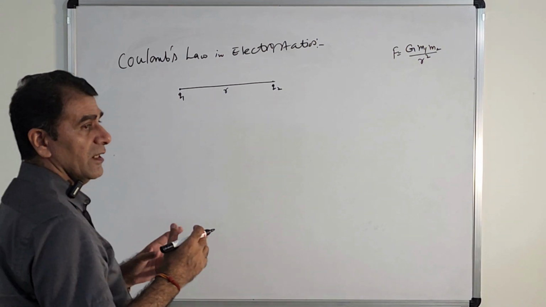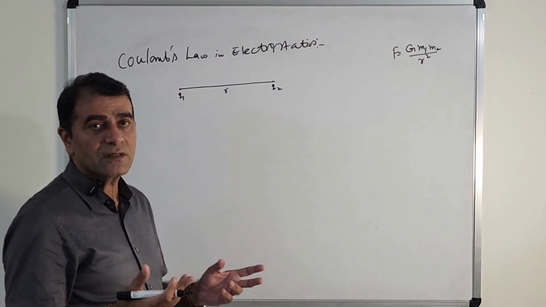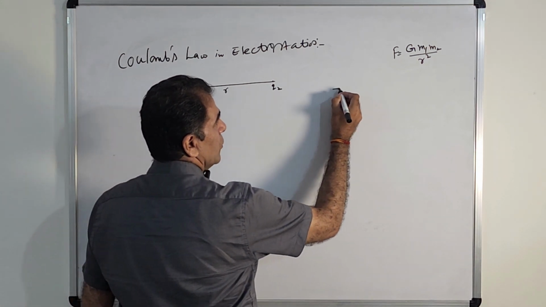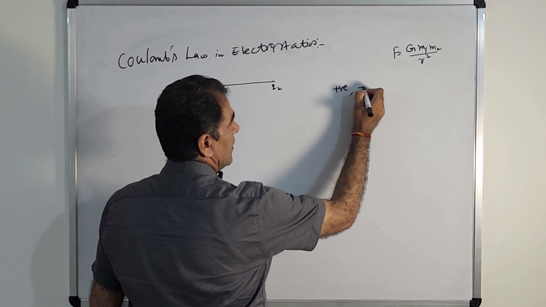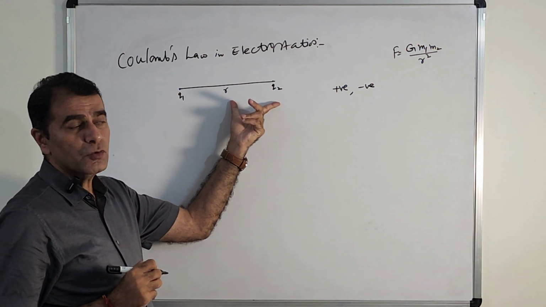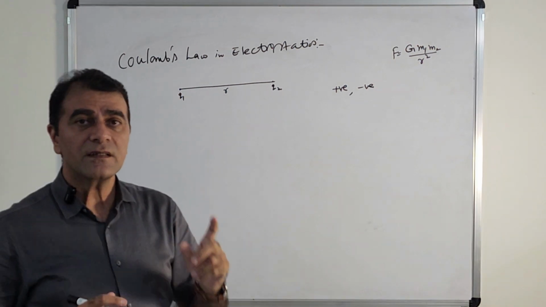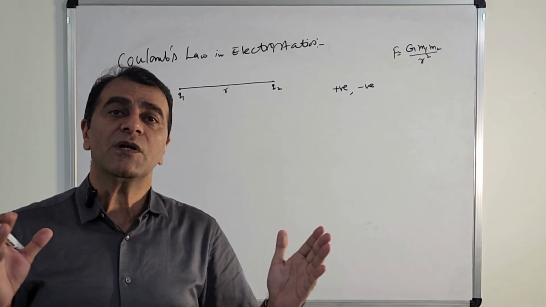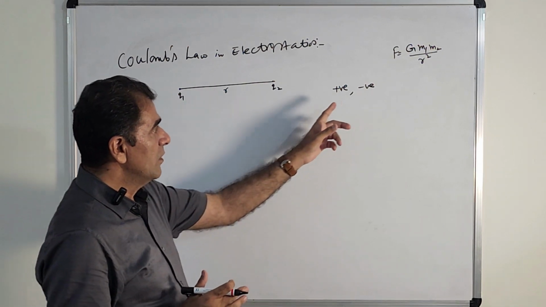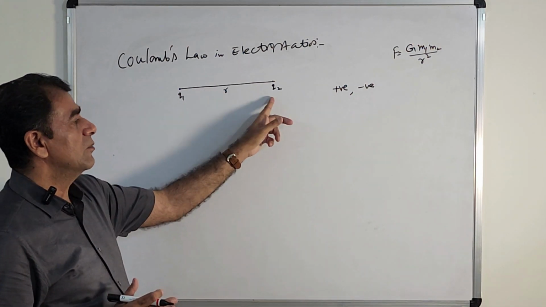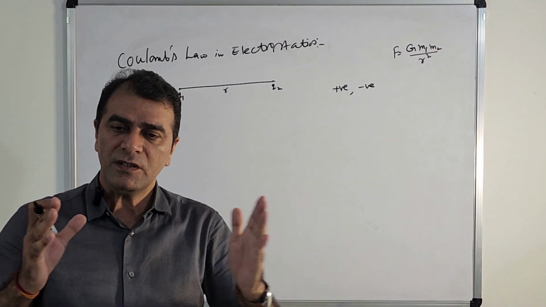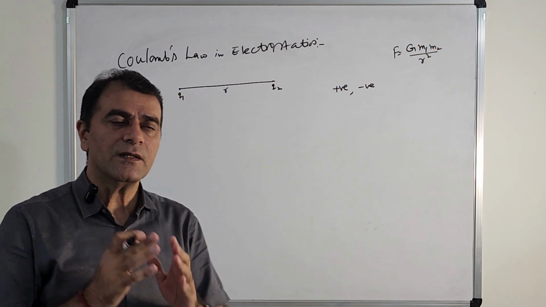This is electrostatic attraction and electrostatic repulsion. Now, what is electrostatic attraction and what is electrostatic repulsion? In the lecture on charges, I told you very clearly that there are two types of charges, positive and negative. If these two charges, Q1 and Q2, both are positive, then there will be an electrostatic repulsion between them. They will repel each other. And if both are negative, then again there will be an electrostatic repulsion. They will repel each other, right?